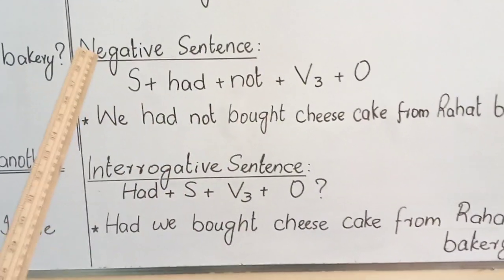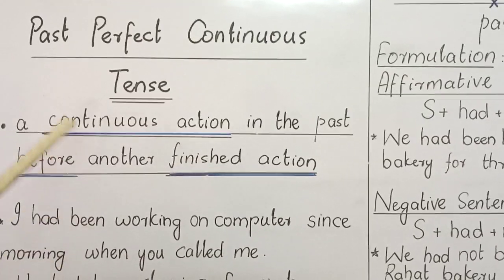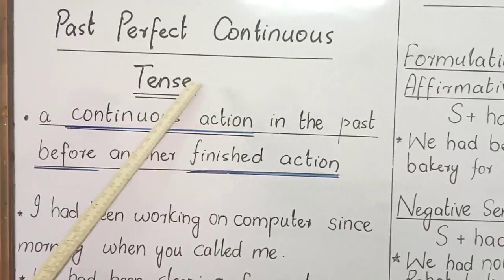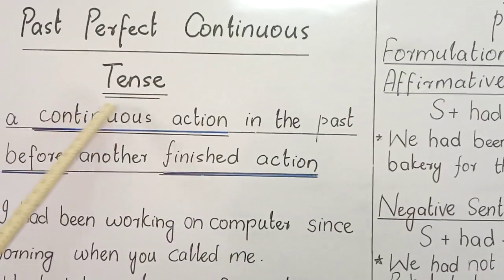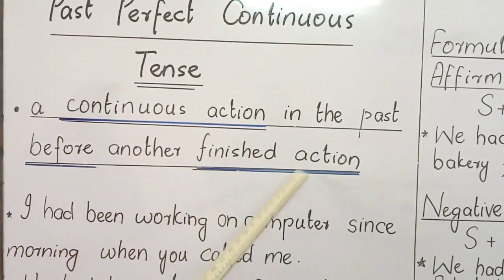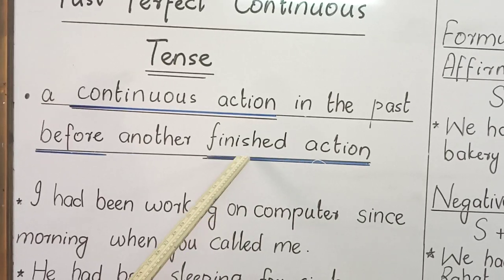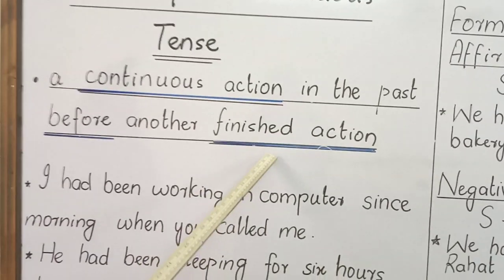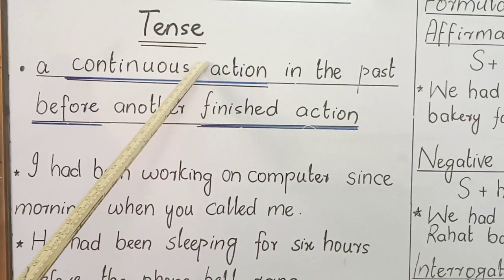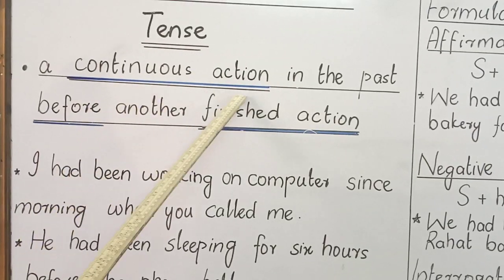Now come to past perfect continuous tense. So for past perfect continuous tense, we can say that a continuous action in the past before another finished action. Means there is a finished action in past, and before this finished action, some action was continued. There would be a continuous action.